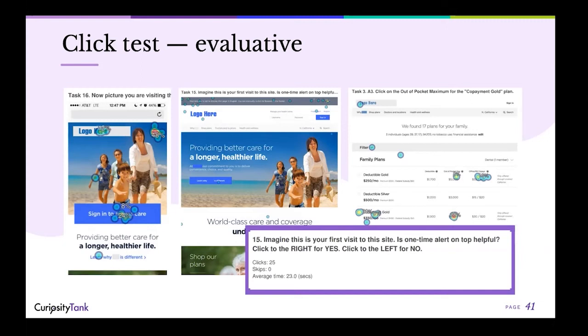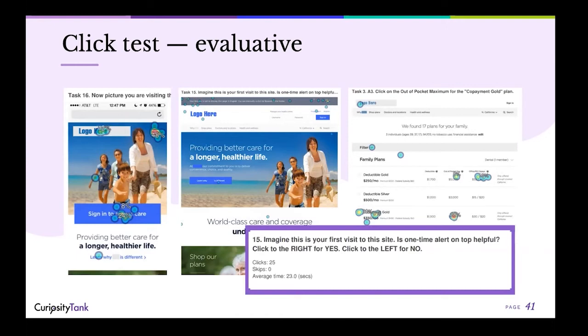Where would you go to sign in? You'll see the image on the left has like 3 separate blotches, one on the hamburger menu, one on the logo, and one that says sign in to get care. All 3 are correct answers. That's great. We don't care how someone logs in per se, as long as they can log in quickly with one click, right? And they could do so easily.